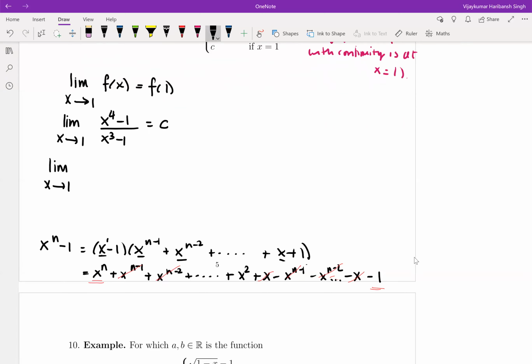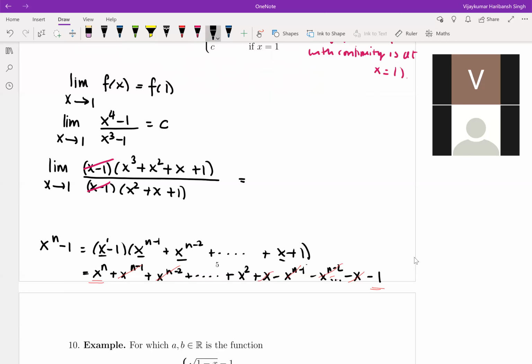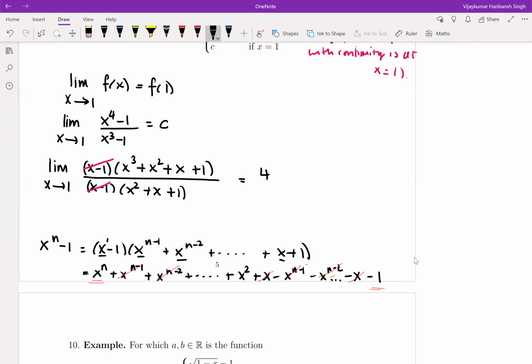So let's finish this problem. So what is the expansion for x to the power 4 minus 1? It's going to be x minus 1 times x cubed plus x squared plus x plus 1 divided by x minus 1 times x squared plus x plus 1. Now you can cancel these factors off. These two can cancel off. And now when you put 1, what do you get? You get 1 plus 1 plus 1 plus 1, so 4. And in the bottom, you will get 3. And that should be your C.